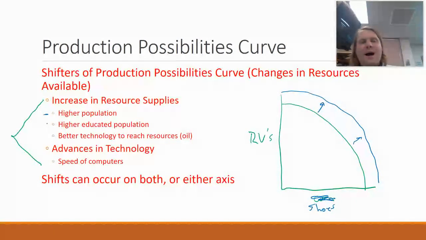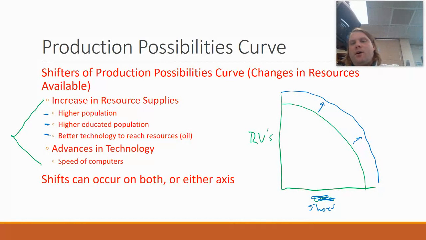Okay, same with a higher education, more skill. People are faster, right? We have these set resources: time, land, skills. We have more education, we're faster, we can produce more stuff. And we might also have better technology, okay, that we can produce stuff faster. And that ties into reaching different resources as well.